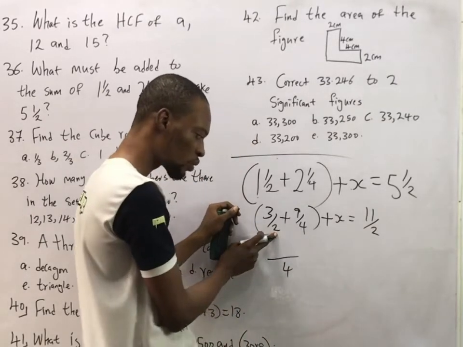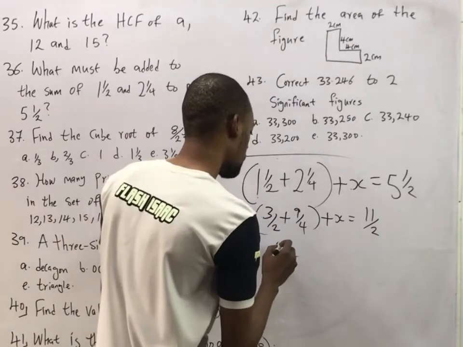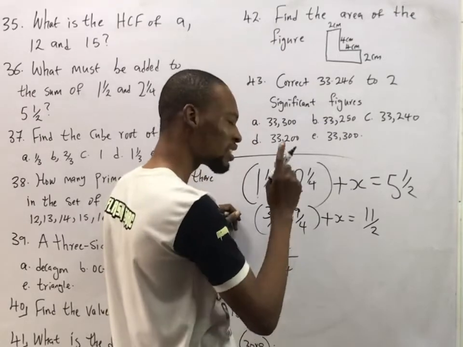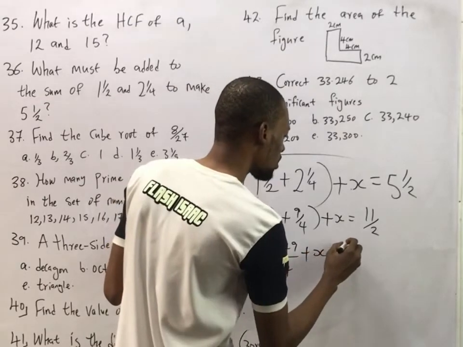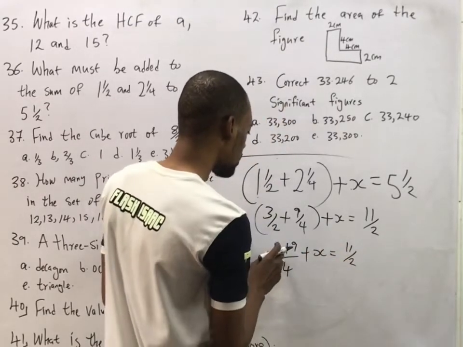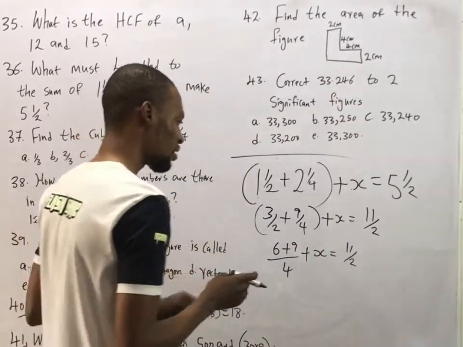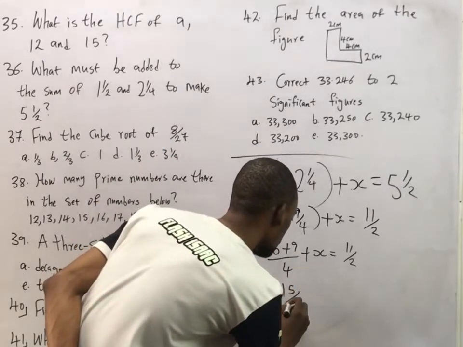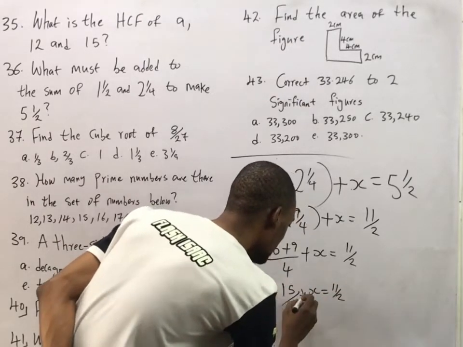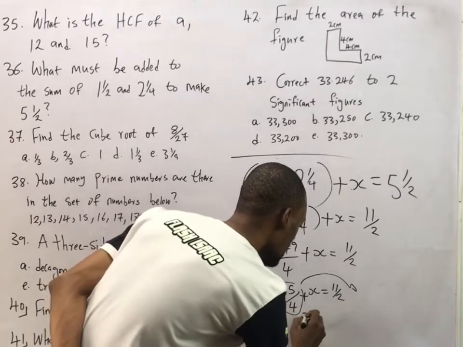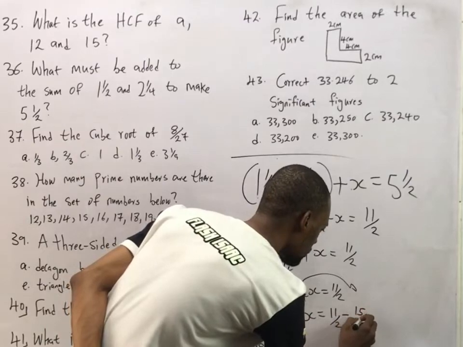4 divided by 2 is 2. 2 times 3, 6. So you come here and put 6. Plus 4 divided by 4 is 1. 1 times 9 is 9. So plus S is equals 11 over 2. 6 plus 9 would give you 15. So here is 15 over 4 plus S is equals 11 over 2. So let's take this to this other side. S will simply be equals 11 over 2 minus 15 over 4.